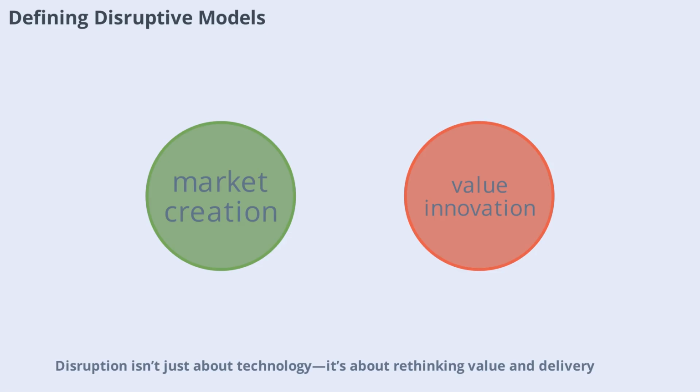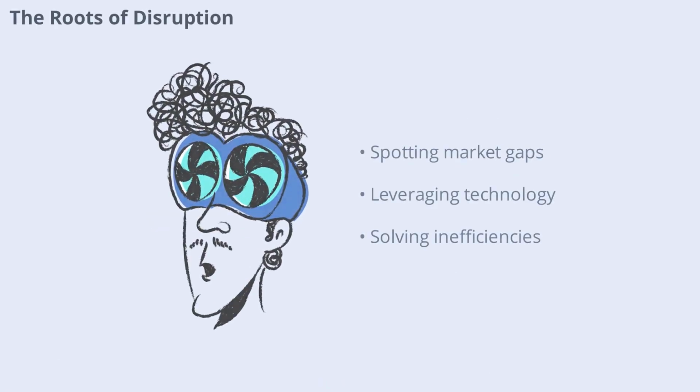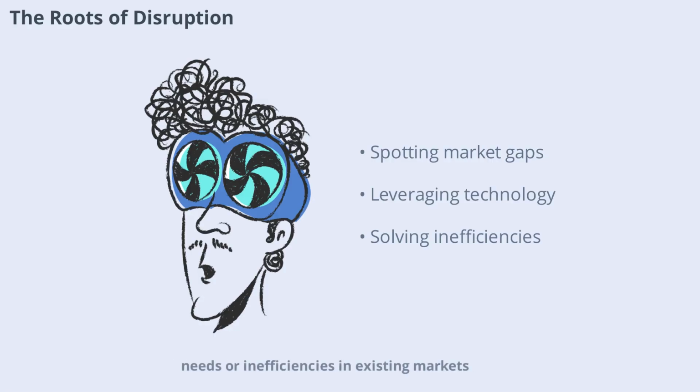Disruption isn't just about technology, it's about rethinking value and delivery. Disruptive models often emerge from unmet needs or inefficiencies in existing markets. Entrepreneurs spot gaps where traditional businesses fall short, maybe due to high costs, poor accessibility, or outdated processes. By leveraging new technologies or creative approaches, disruptors can offer better solutions. For example, online marketplaces connected buyers and sellers in ways brick-and-mortar stores couldn't, opening up global commerce to anyone with an internet connection.